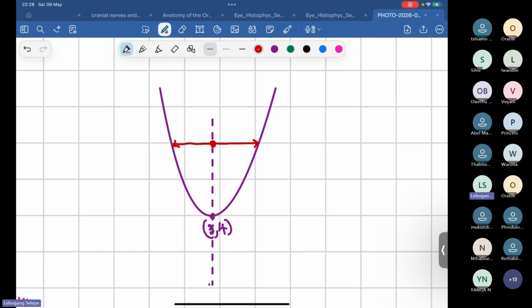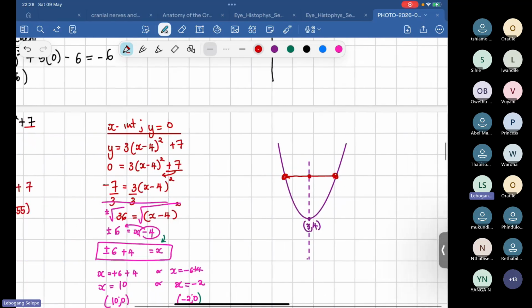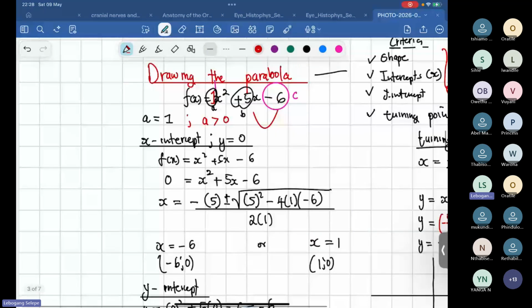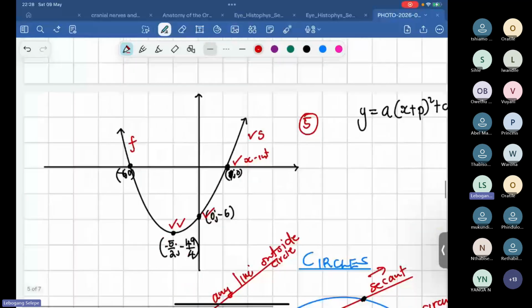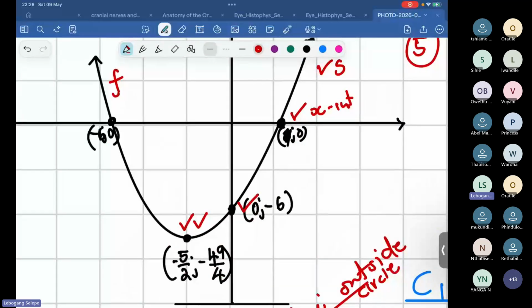And that is why the other way in which we determine the coordinates of the turning point is by taking the x-intercepts and dividing them by 2, the x coordinates. Let me show you. For example, let's say an examiner gives you this graph, and the turning point is not given. If they say to you, determine the x coordinate of the turning point, we can determine it by adding the x values of the x-intercepts and dividing them by 2.